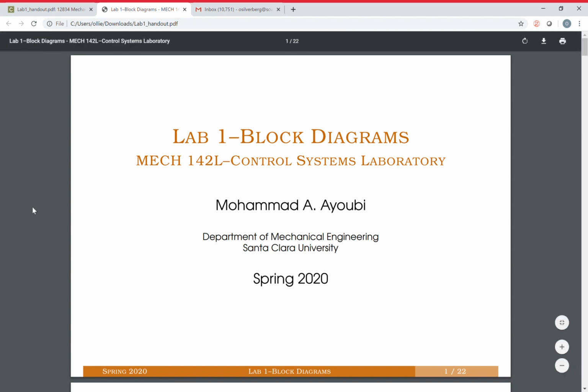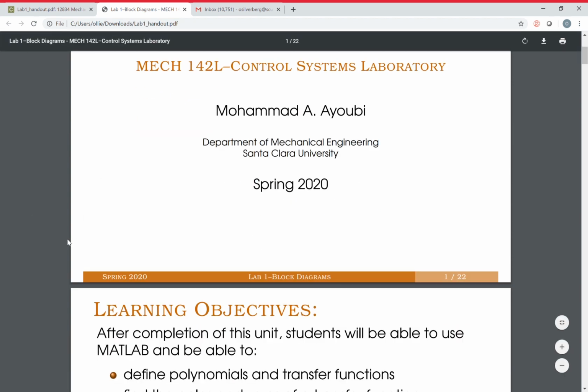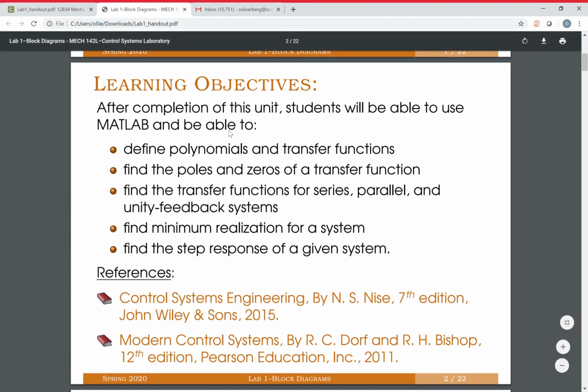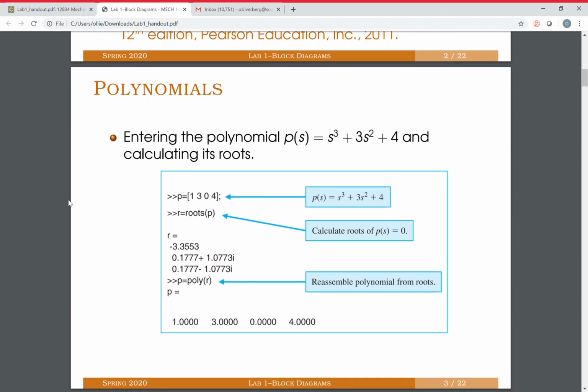Okay, let's get started. So this is Lab 1, block diagrams. Here are the learning objectives. You can read them on your own, and let's get started on polynomials.